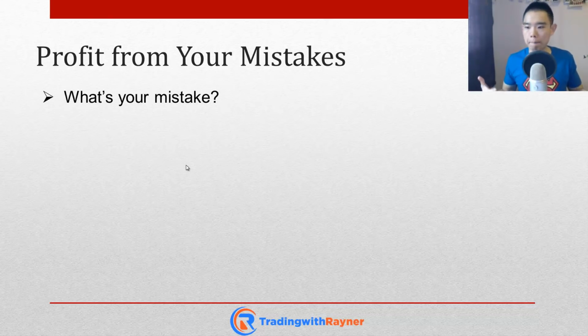So maybe you are trading a small account, and the first mistake is that instead of clicking buy, you click sell. So the mistake is that you messed up your order. You didn't know that you were clicking the sell button instead of the buy button, or clicking the buy button instead of the sell button. So what's your mistake? Maybe you pressed the wrong order.